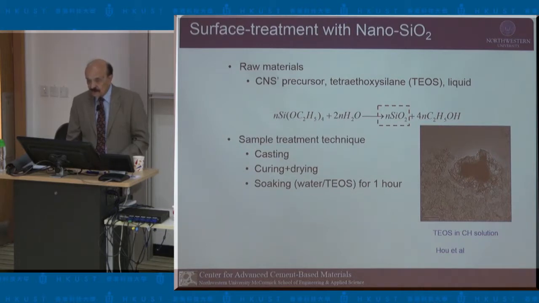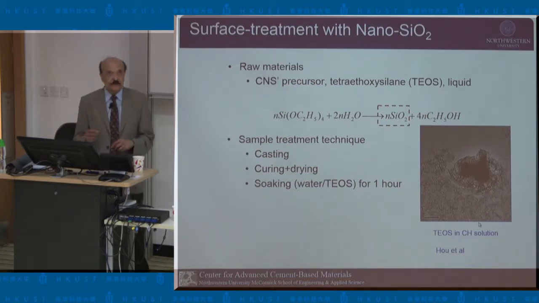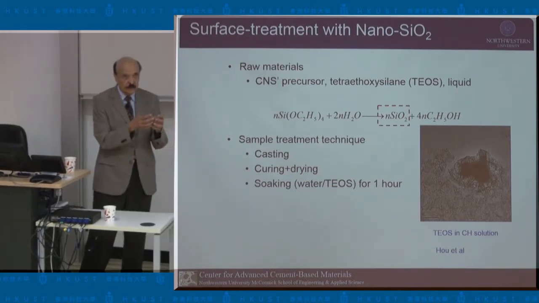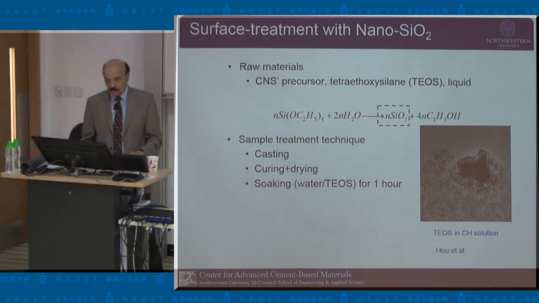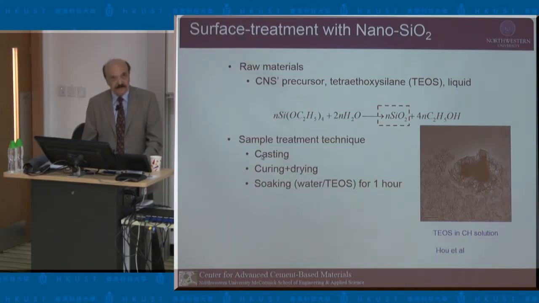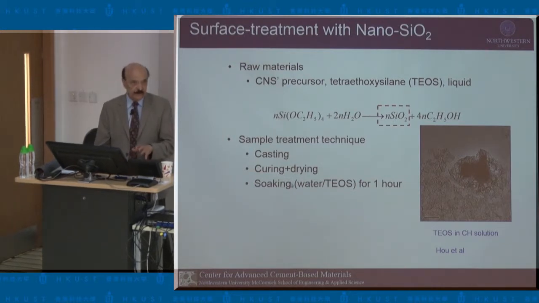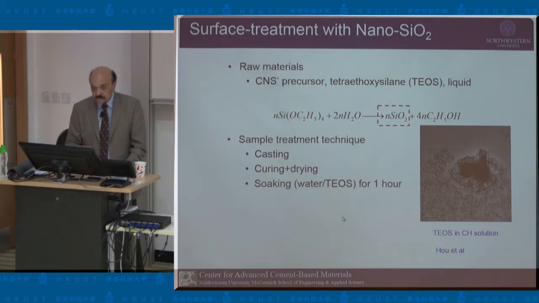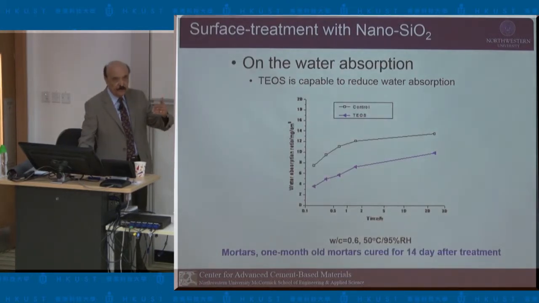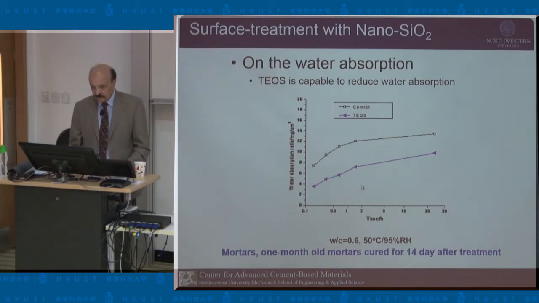So what you do is use this TEOS, which is a precursor of nanosilica. And TEOS, when it hydrolyzes, you have nanosilica. And this he has shown here as TEOS in calcium hydroxide. In the presence of calcium, TEOS hydrolyzes and you have nanosilica deposited in the pore. So what I'm going to show you are some samples that he had cast and dried, then soaked in either plain water or water with TEOS. So you can see this is the water absorption of the surface. Really, when you have TEOS, water absorption drops.